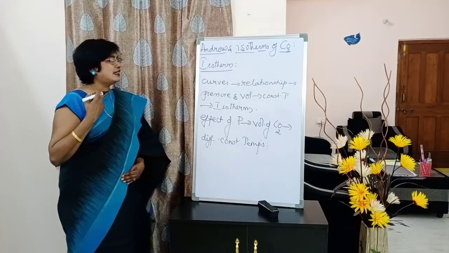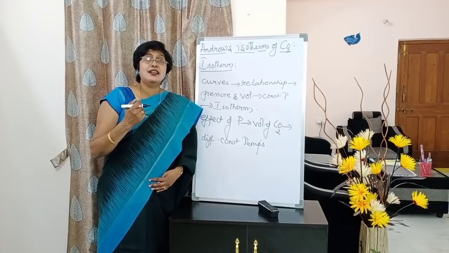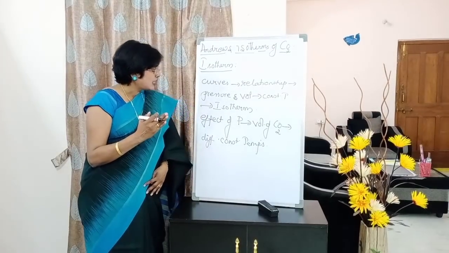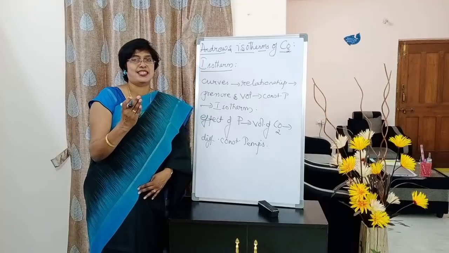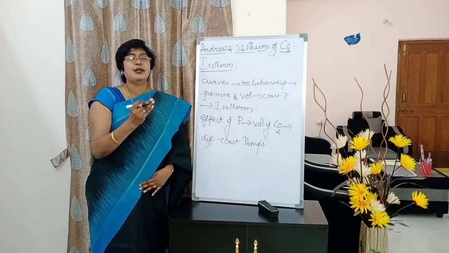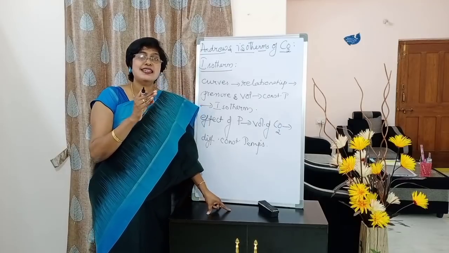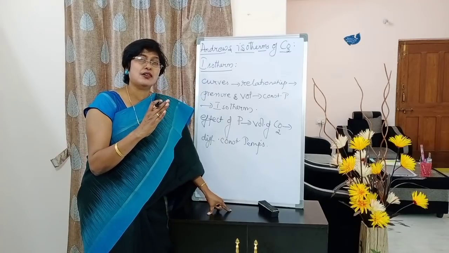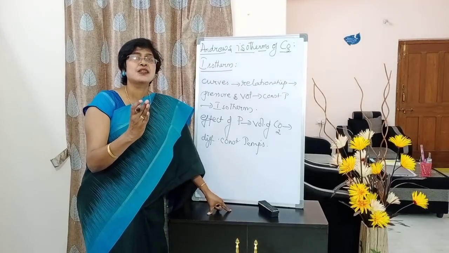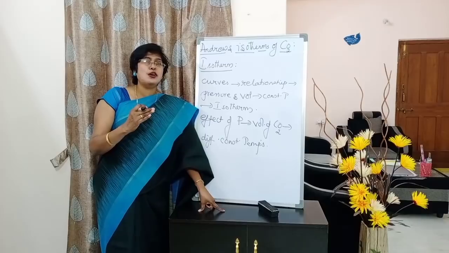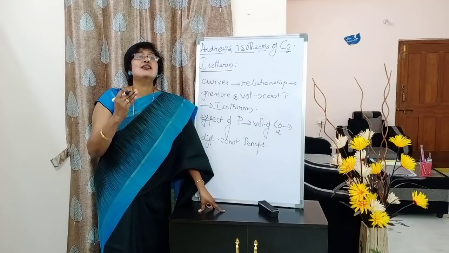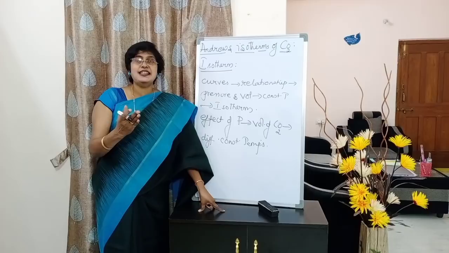So what did he do, students? He observed the influence of pressure on volume of carbon dioxide at different constant temperatures. He selected one temperature, changed the pressure value, and observed how the volume of carbon dioxide changed. That means, students, he measured the volume of carbon dioxide at different pressures, keeping the temperature constant. For example, 10 degrees centigrade.